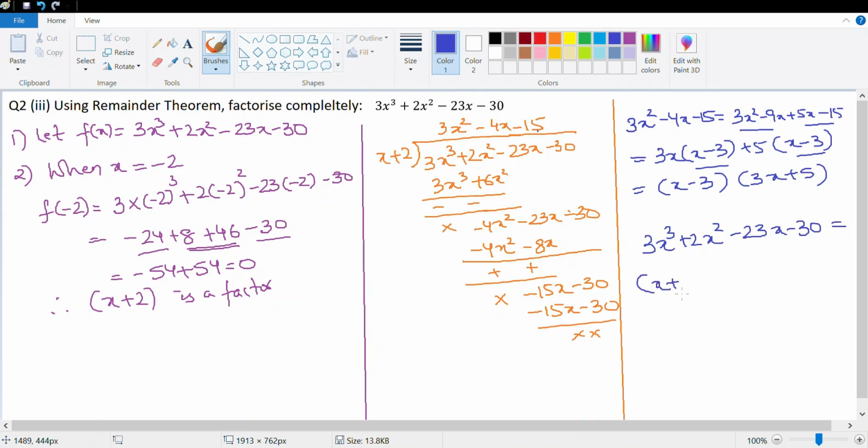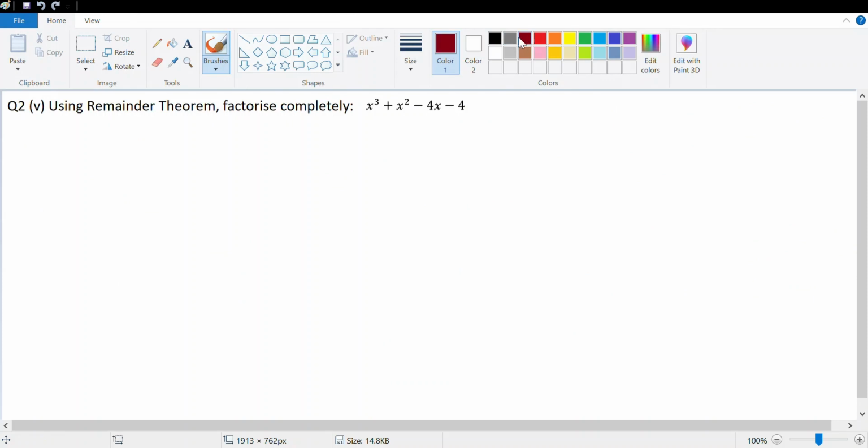The first one we figured out was x plus 2, and then x minus 3, and then 3x plus 5. So that's our final answer. Let's look at the next one. The next one that we do is question number 2, part 5. It says using remainder theorem, factorize completely.